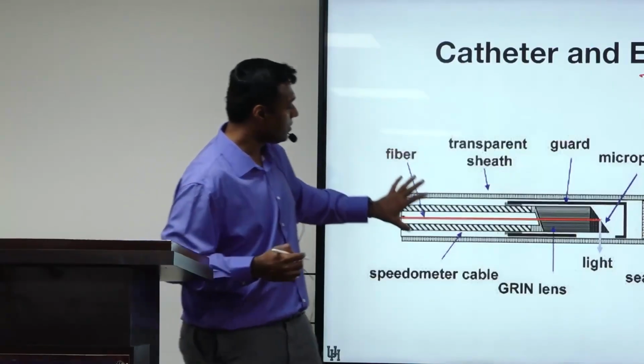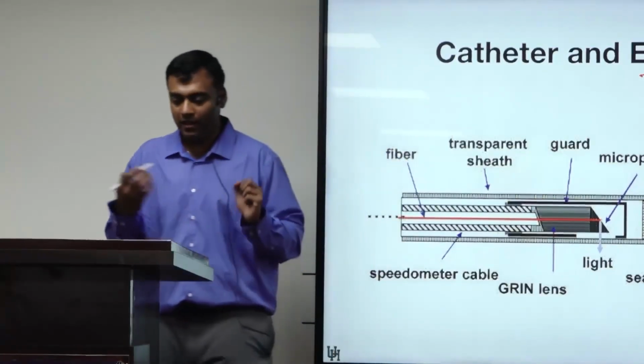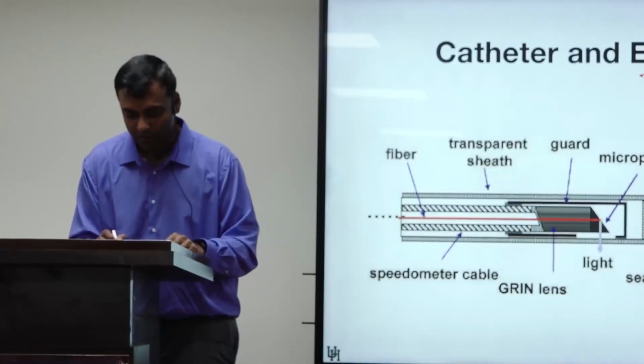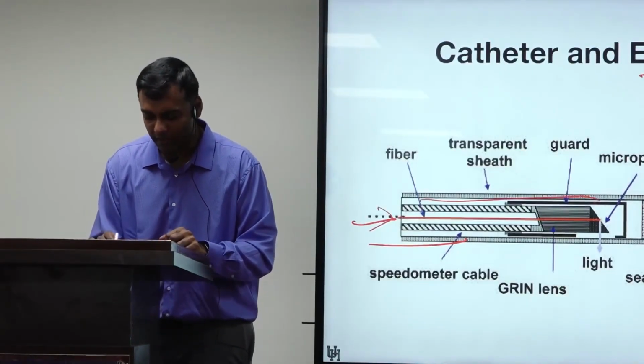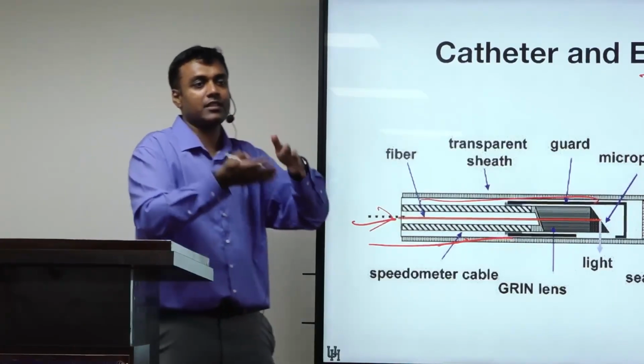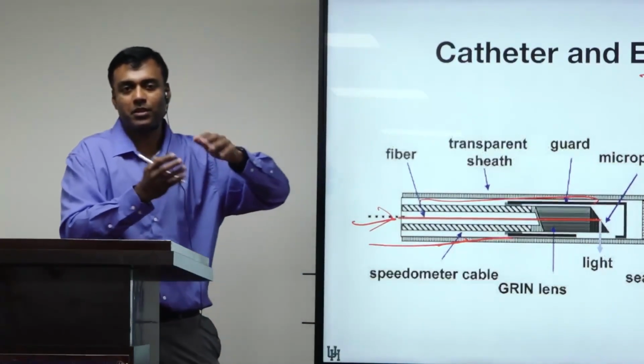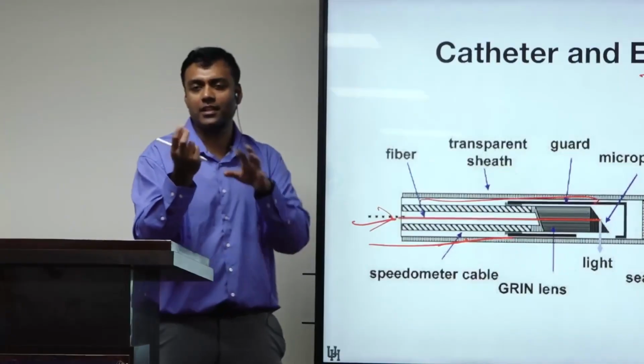So this is the kind of construction that you typically do. This is an optical fiber, and you have some kind of protective layer on top, because optical fibers are very fragile and thin.